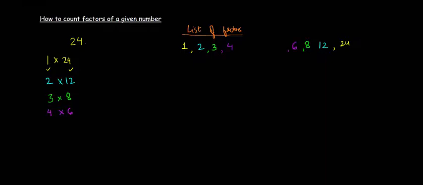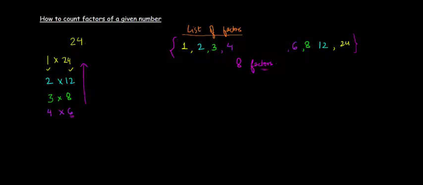The next number is 5, and we know that 24 is not divisible by 5. So 5 is not in the list. And then we have 6. But 6 is already in the list. In fact, we're done with all the numbers that are greater than 6. So the factors of 24 are 1, 2, 3, 4, 6, 8, 12, and 24. A total of 8 factors.